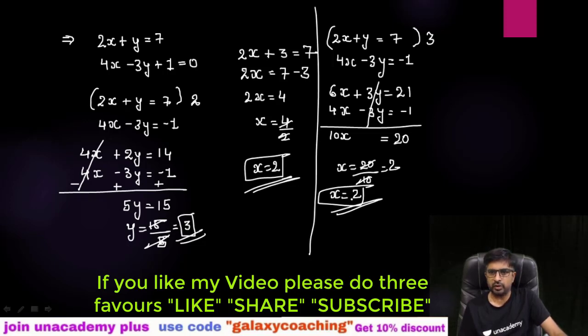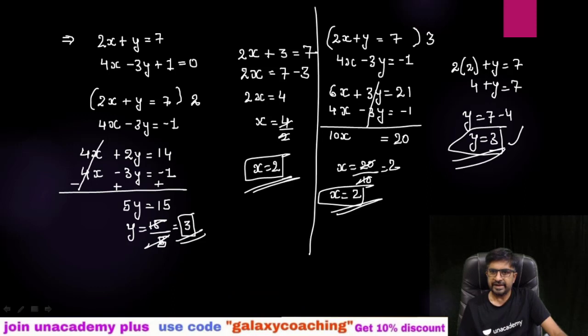Now for y, again you need to put this value of x in any of these equations. Let me use the first one: 2 in the place of x, so 2 times 2 plus y equals 7. So 4 plus y equals 7, and y equals 7 minus 4, y equals 3. Again you are getting the same values of x and y, you can see. So you can solve by any of these methods, guys.